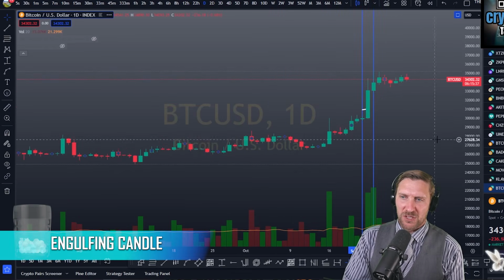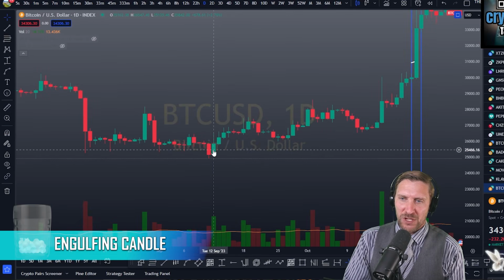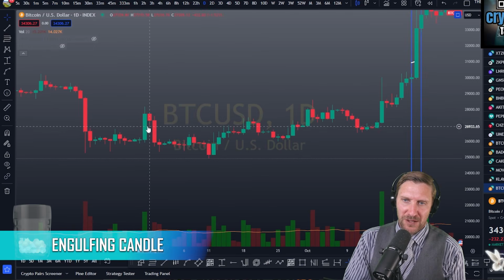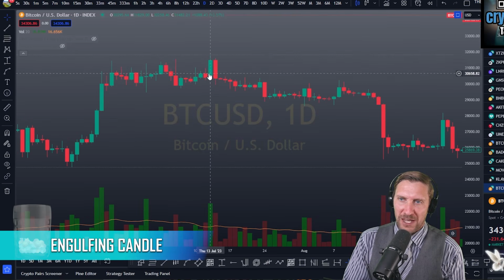And then you have engulfing candles. An engulfing candle is when you can put every candle inside. For instance, like this is a bullish engulfing candle. You can put this red candle inside of it. This is a bearish engulfing candle. You can put this candle in both of those, right? This is a bearish engulfing candle. You can take this candle and put it inside. It engulfs the candle to the left.